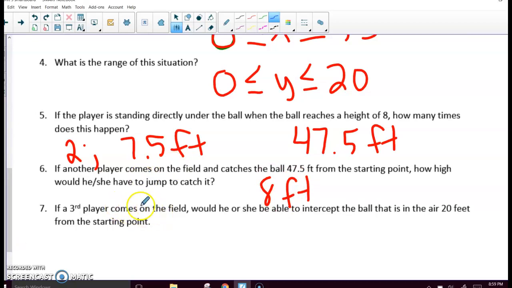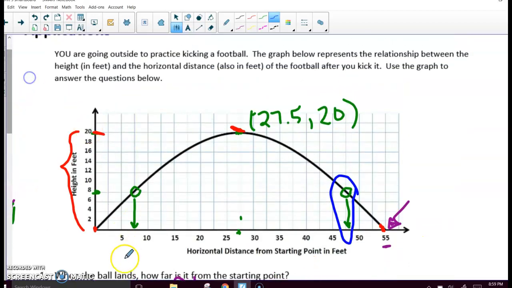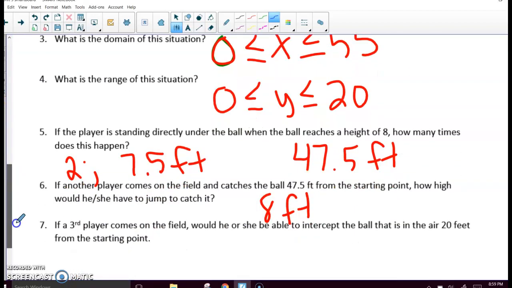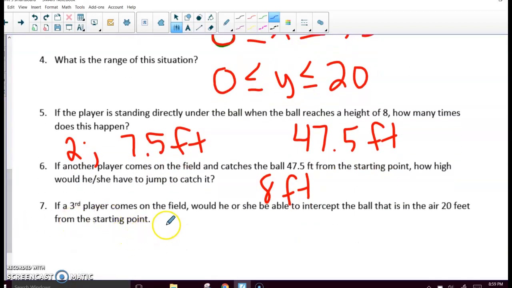If a third player comes on the field, would he or she be able to intercept the ball that is in the air 20 feet from the starting point? Could they jump to get to 18 feet? Do you think they can intercept the ball at 18 feet? That would take a miracle. So the answer is no, unless they are a giant.